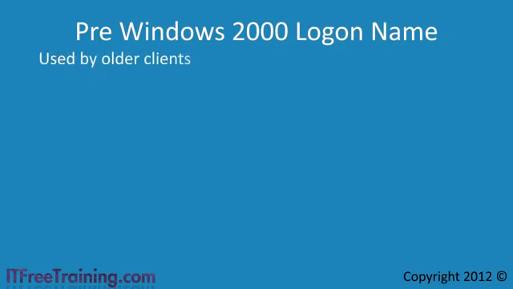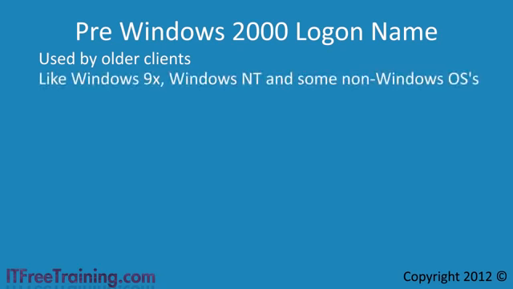When creating a new user, a pre-Windows 2000 login name will automatically be chosen for you. This name will be used by older clients. Besides Windows systems like Windows 9X and NT, this may also include some older non-Microsoft operating systems. Unless you have any old operating systems, in most cases, you won't need to worry about the pre-Windows 2000 logon name. The reason I bring it up is that it is limited to 20 characters.